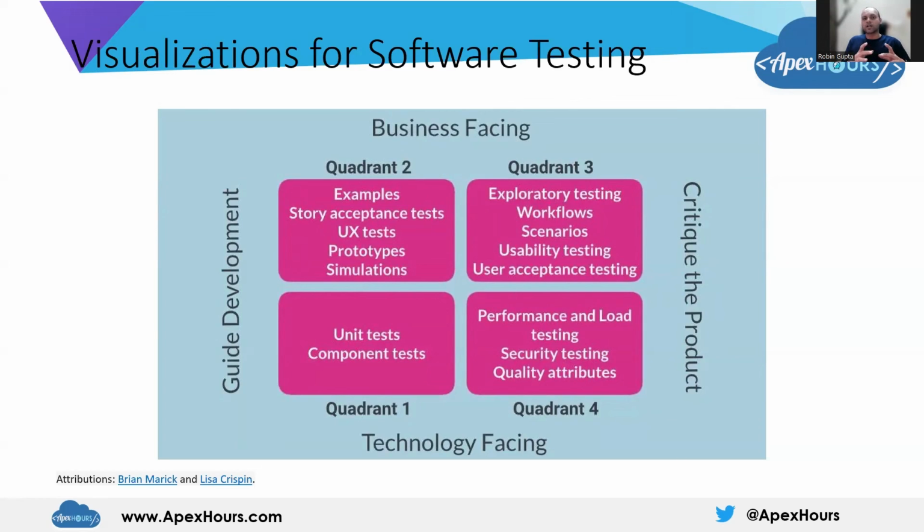So the first quadrant is all about unit testing and component testing. Quadrant 2 is about story acceptance tests or UX tests. Quadrant 3 is about exploratory testing. And quadrant 4 are more about the non-functional aspects, for example, performance and security. We're not saying that this is the only way to go about it, but this is definitely a very strong mental model to assess the quality of our delivered product.